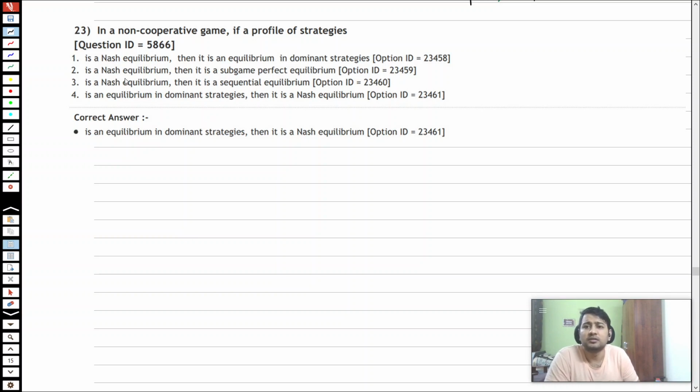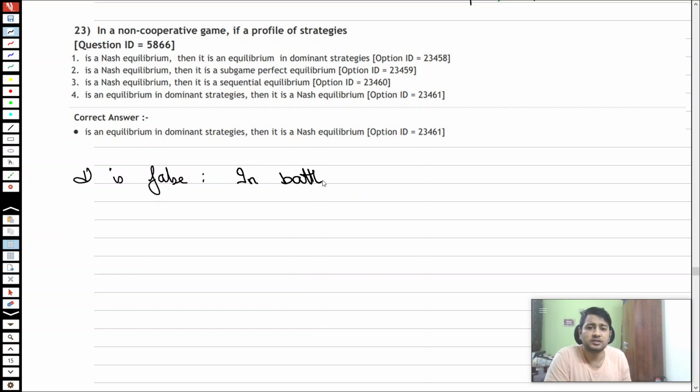In any case, they say that a Nash equilibrium. So let us go by option to option. So in option number 1, we say that if a profile is Nash equilibrium, then it is an equilibrium in dominant strategy. So 1 is false. When it is false, it is sufficient to give a counter example. So the counter example is Battle of the Sexes.